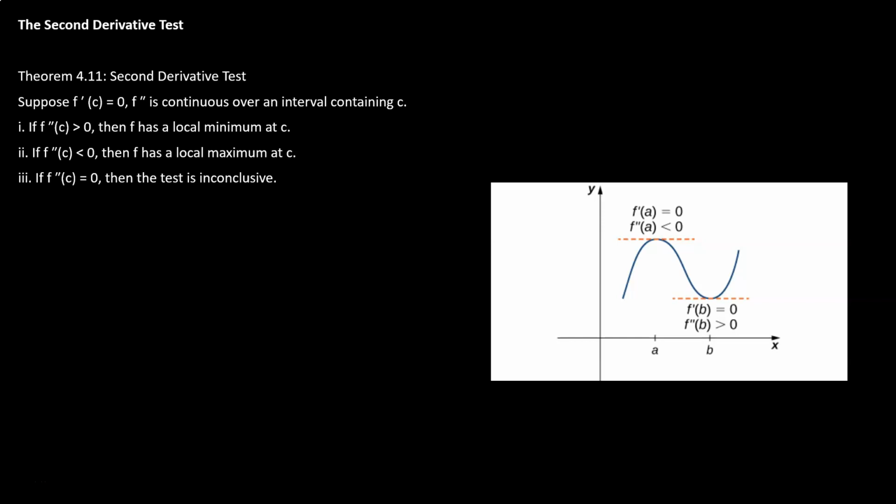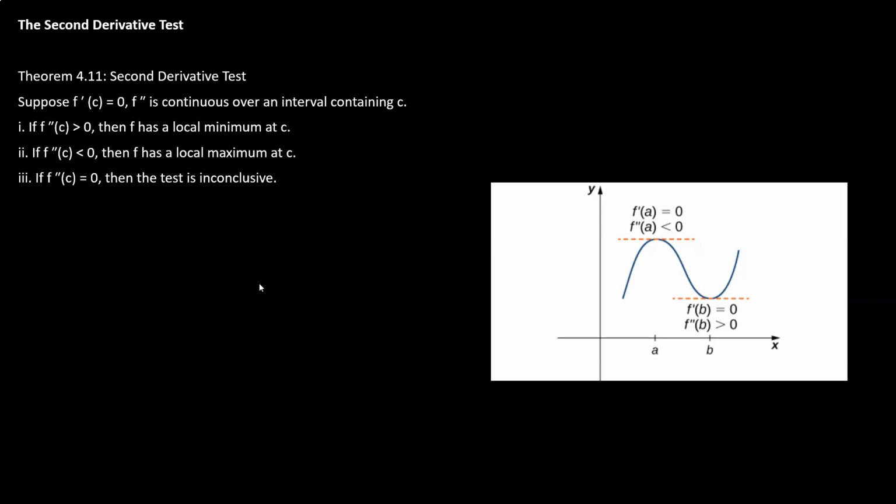The last part of section 4.5 is the second derivative test. So we know how to use the first derivative test to confirm if we have a maximum or a minimum. But now that we understand the concept of concavity, we can use the second derivative test as well. And sometimes this can be faster than the first derivative test.